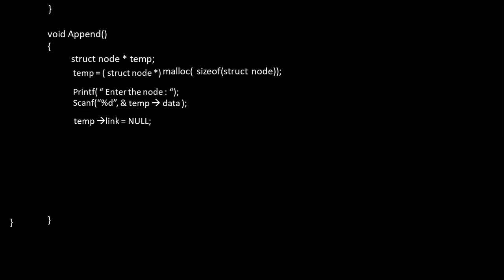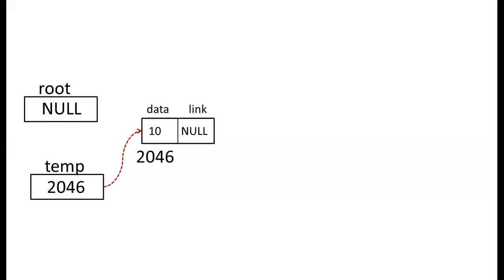Now, after reading this information, we have to check where we have to connect this node. Either we have to connect this node to the root variable or to somewhere else. If the list already has some nodes, then we have to connect this node at the end of the list. But as of now, as you can see, we have no nodes in the list, since the root has the null value. So here the root should point to this new node.